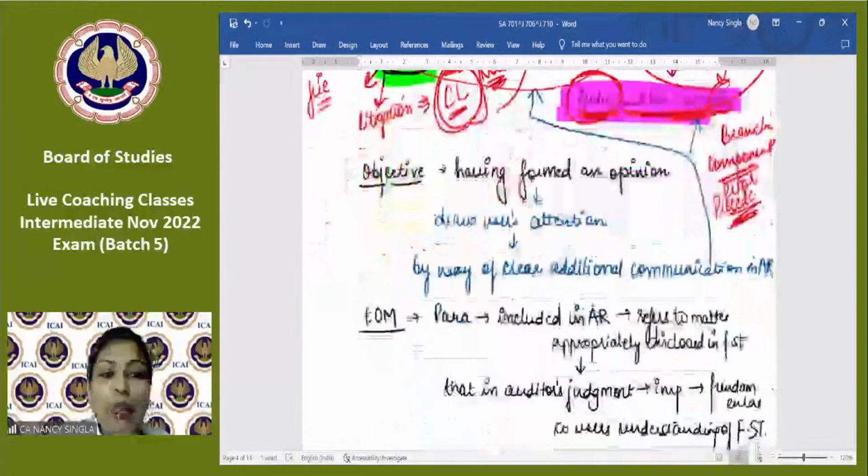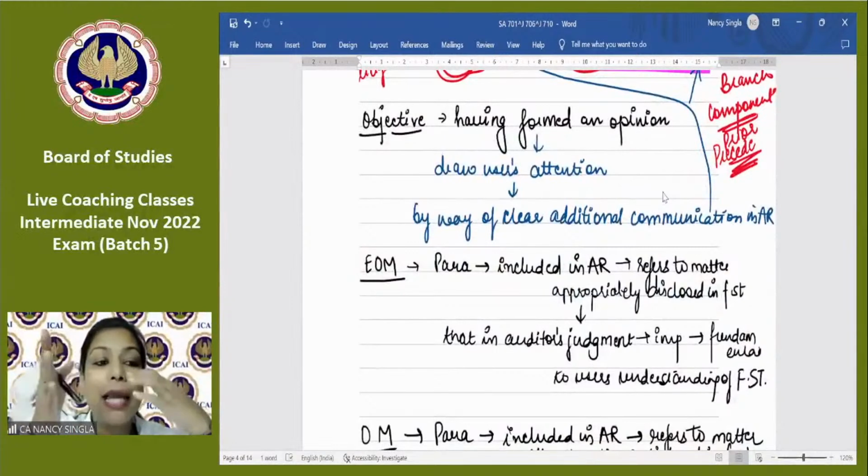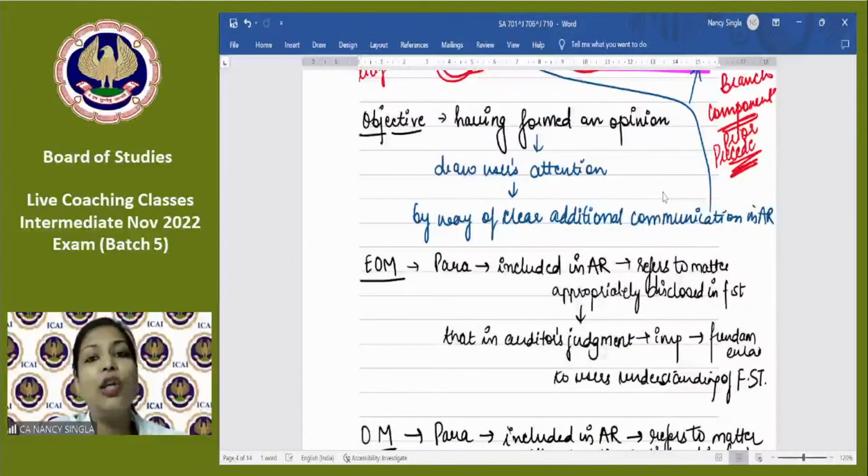Now what is the objective? Again, having formed an opinion. So again, this matter as such is not a substitute for a modified opinion. It is not that instead of modifying the opinion, you give an EOM or an OM. Whatever the matter of the opinion is, that is to be considered in the opinion section, and the basis is to be given in the basis of opinion section. So this is altogether what? Basically, having formed an opinion, that has been written and done.